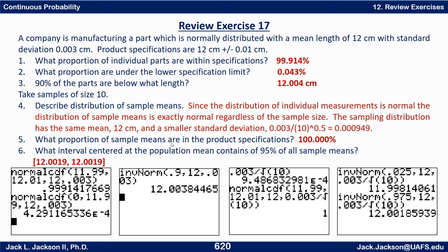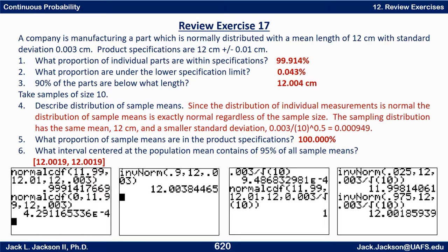So, what proportion of sample means are within the product specification? We're talking about between, remember, 11.99 and 12.01. So it's like this first problem, but now it's exactly the same, except instead of putting 0.003 here for the standard deviation, we put 0.003 divided by the square root of 10 there. And notice that's 1. So as far as the calculator can go, everything's there.